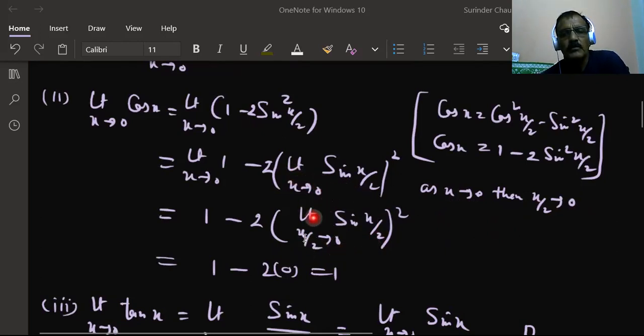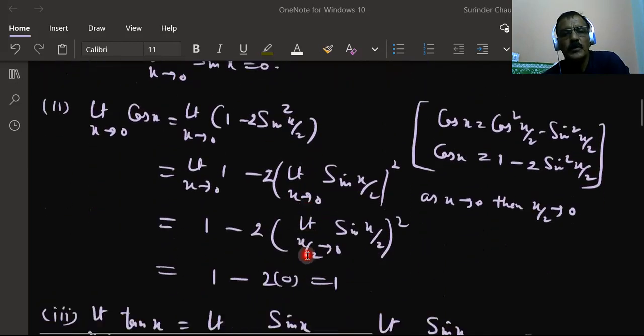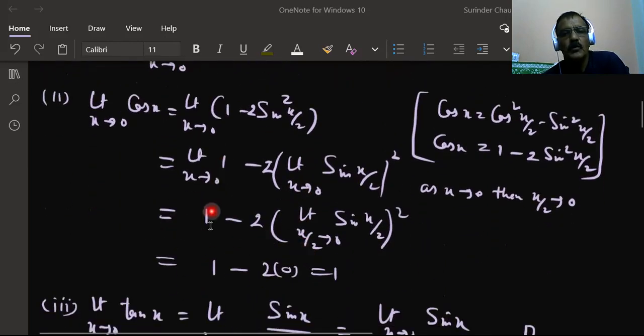So now this becomes the limit of 1 minus 2 into limit t tends to 0 of sin t, whole square. By the first result, this becomes 0, and the whole square will be 0. So 1 minus 2 into 0 is 1.